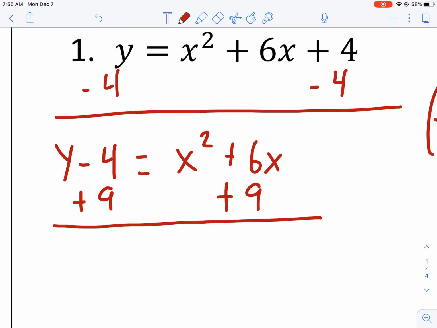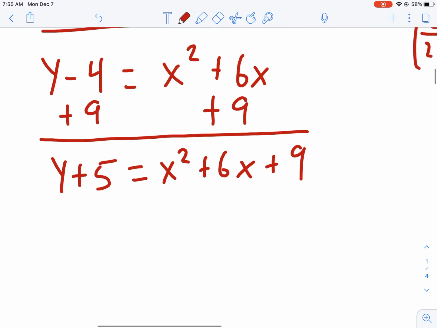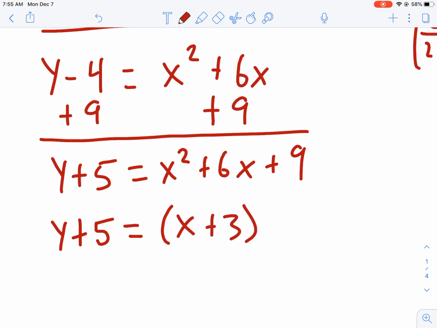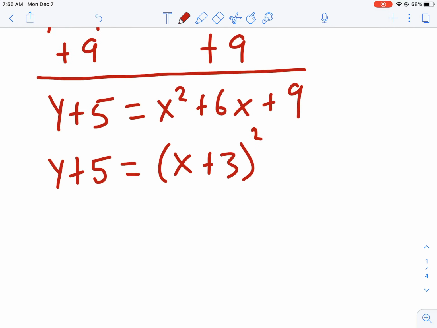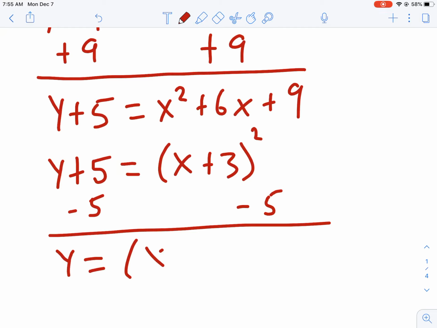So that Y minus 4 plus 9 becomes Y plus 5 equals X squared plus 6X plus 9. Now we can factor the right side. What multiplies to make 9 and adds to make 6? That's going to be 3. So we've got (X plus 3) squared. And now, look, all we have to do is move this back over to the other side. We get Y equals (X plus 3) squared minus 5.